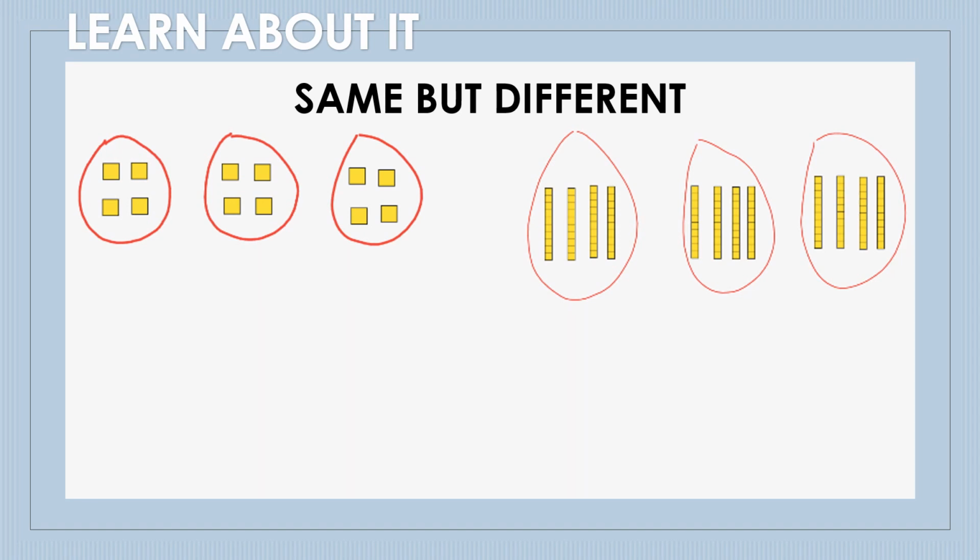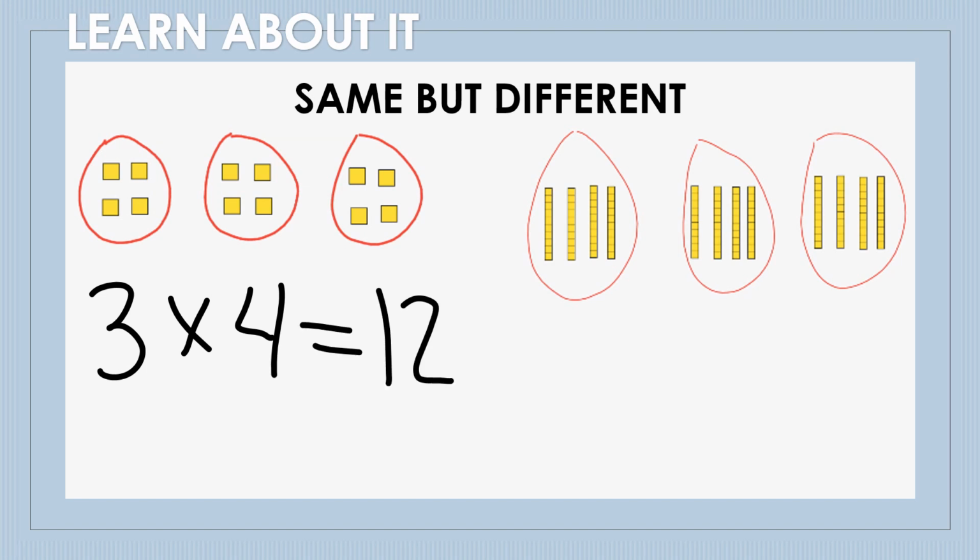We know that both of the images are the same but different. They are the same because equal groups of an amount are being shown in both images, but the amount in each group is different. Let's discuss the image on the left. We can think of this image as 3 times 4, or 3 equal groups of 4 objects each. This model shows why 3 times 4 is equal to 12.